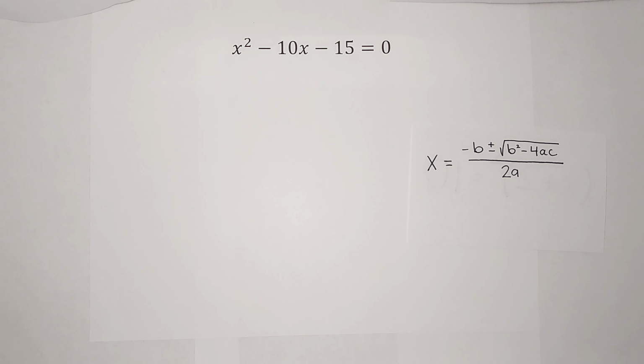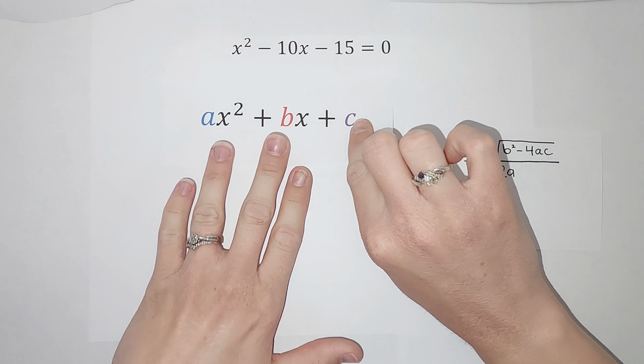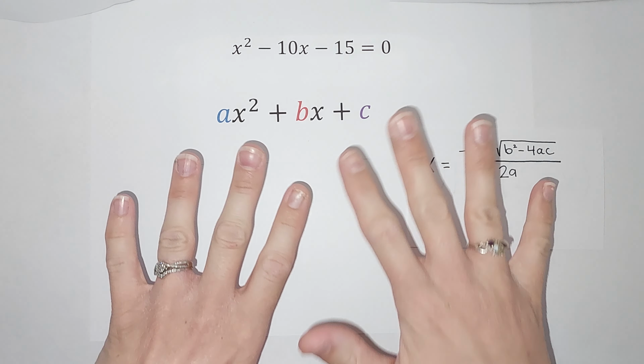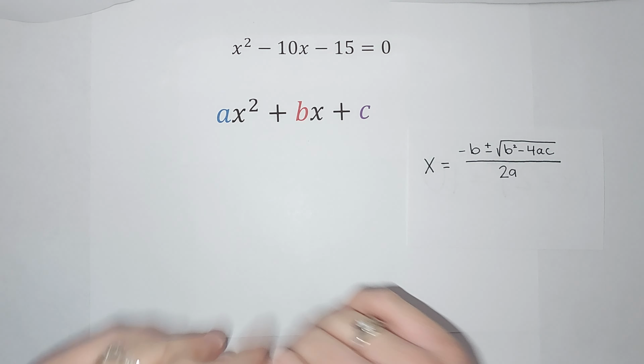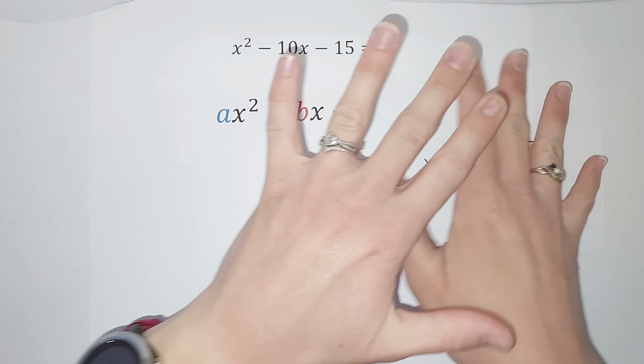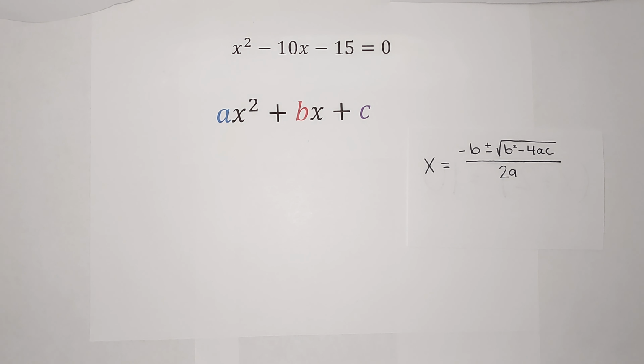Okay, so where are these a, b's, and c's coming from? Well, they are coming from here, okay? So the number in front of my x squared, this is when there's no numbers over here, right? We're all on one side. The number in front of my x squared is a, number in front of my x is b, and the number being added or subtracted on the back is c, okay?